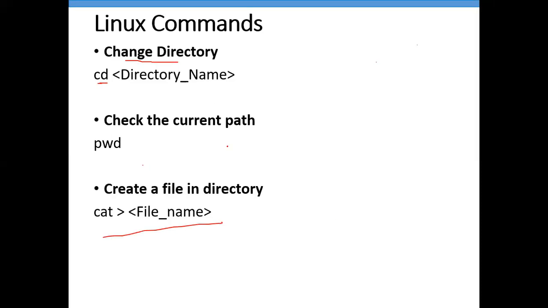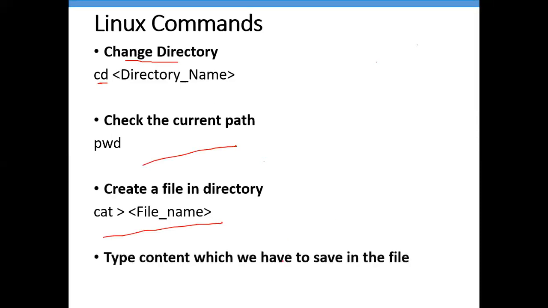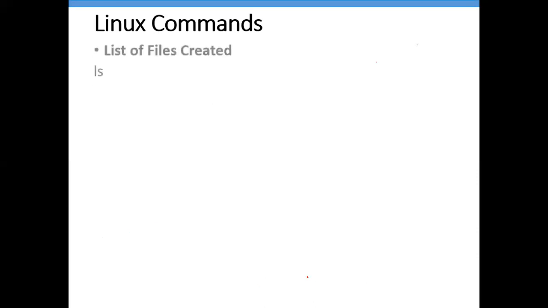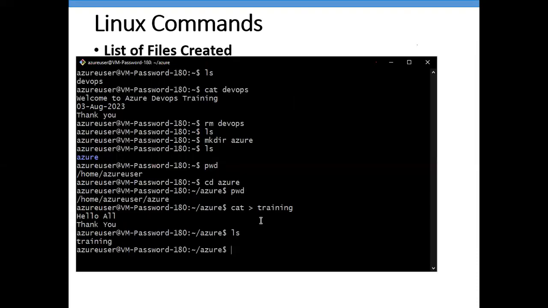We are able to create the file. We are able to see the current location. We have given the content and we are able to see the file also. Now, the next thing is I need to go out from this particular folder.